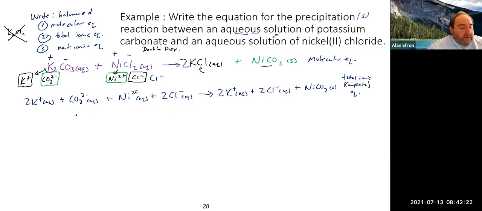And again, it really does represent what is happening in the beaker, the flask, the test tube, whatever it may be. Any questions on that one there?